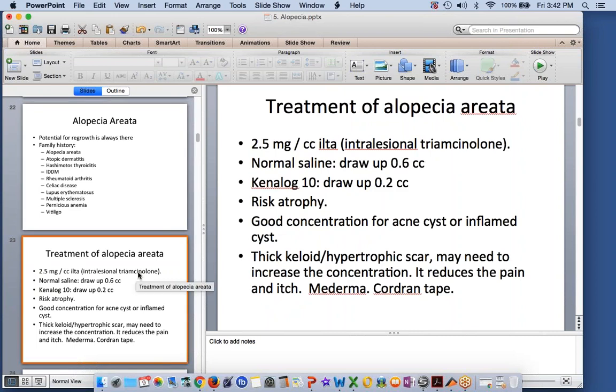So, in the treatment of alopecia areata, for now, we do intralesional injections. We draw up Kenalog 10 with normal saline, as in the recipe we're showing, and this is what is injected. The intralesionals vary depending on every patient. The face you really need to watch out for. The scalp you could be a little more relaxed with.